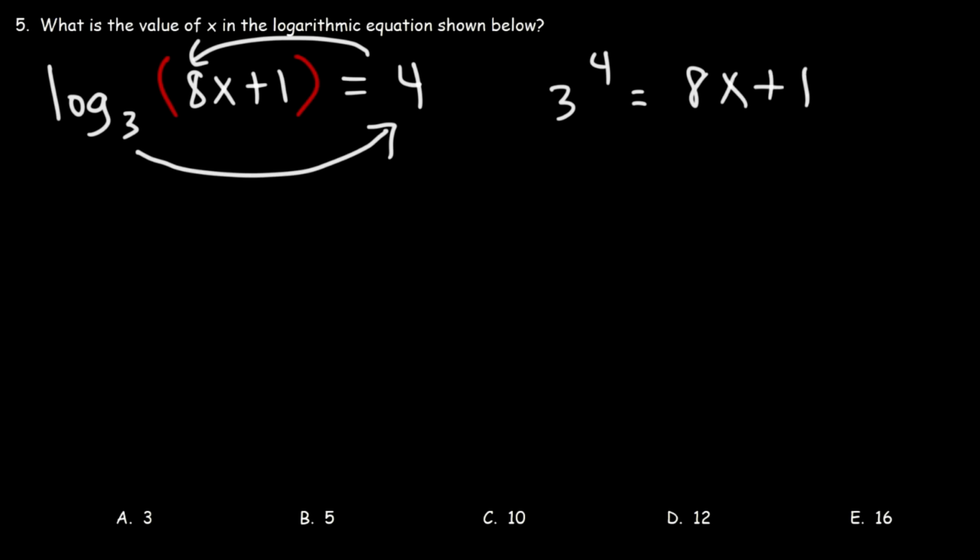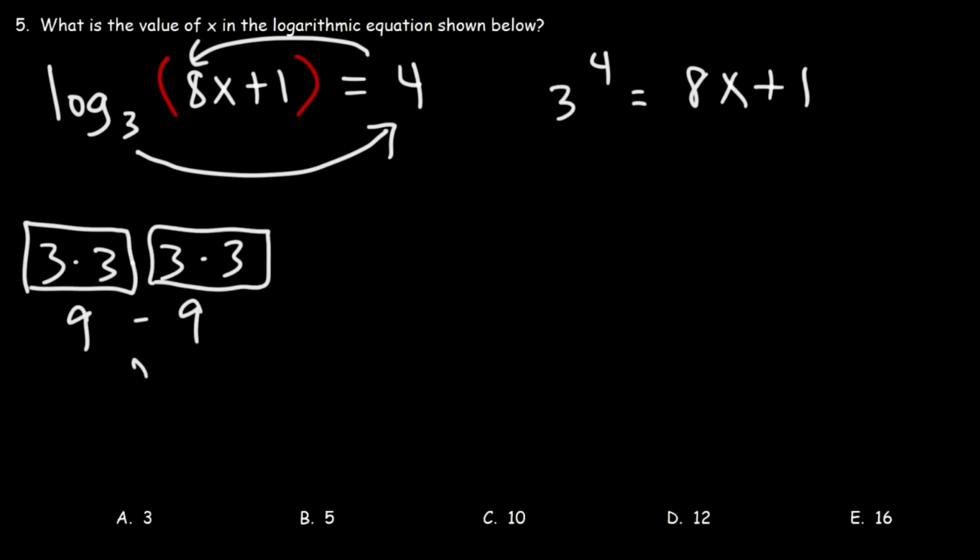Now what is 3 to the 4th power? So if we have four 3's, what is that equal to? Well, we know that 3 times 3 is 9, and 9 times 9 is 81. So 3 to the 4th power is 81.